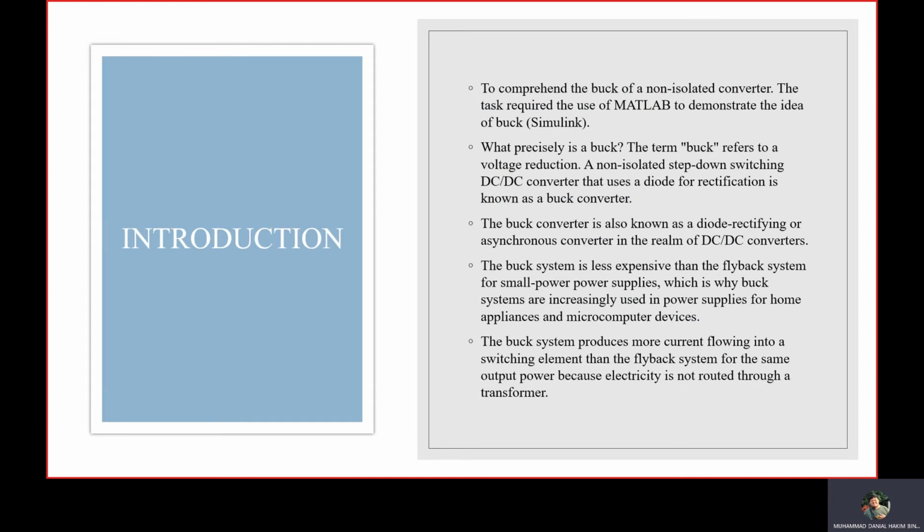For the introduction, to comprehend the buck of a non-isolated converter, the task required the use of MATLAB to demonstrate the idea of buck. We use Simulink to construct the circuit. What precisely is a buck? The term buck refers to a voltage reduction. A non-isolated step-down switching DC to DC converter that uses a diode for rectification is known as a buck converter.